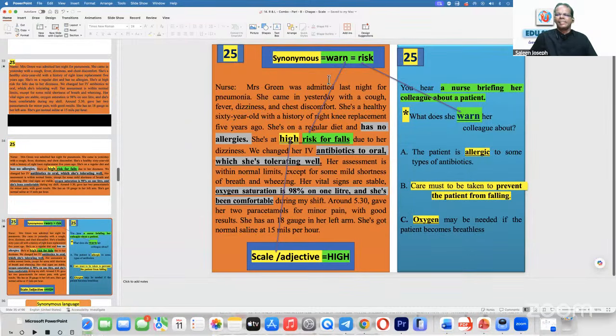Yes. See, synonym. In the question you have high risk, in the answer text you have risk. Risk is a synonym. Okay, high is a scale or adjective. You can consider it as an adjective or scale.